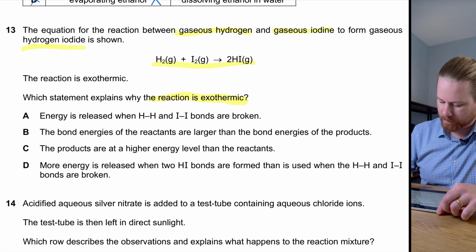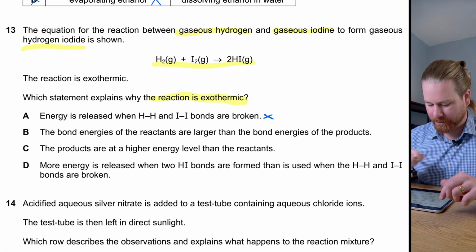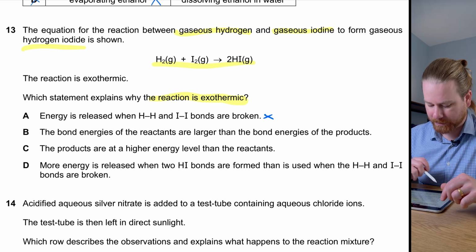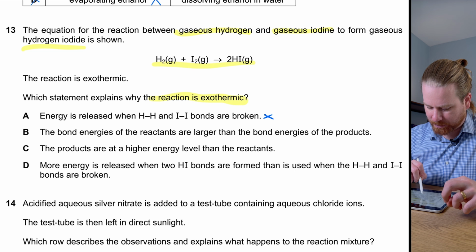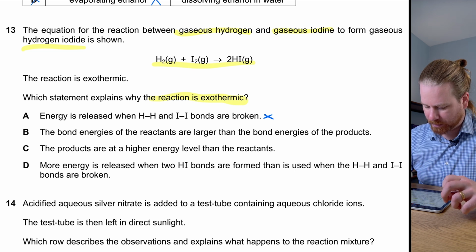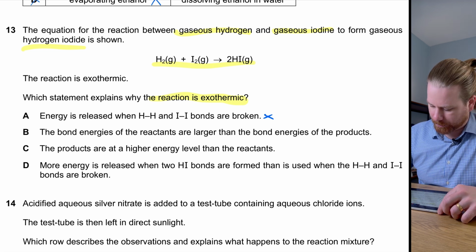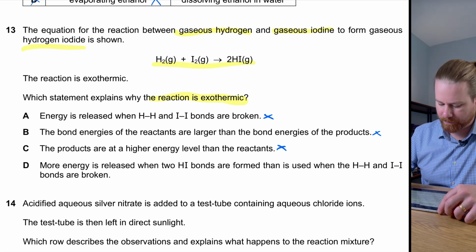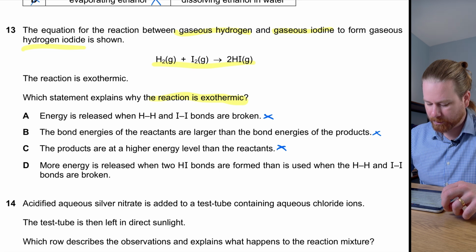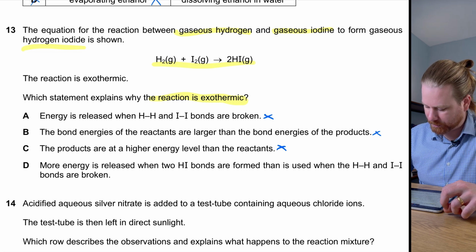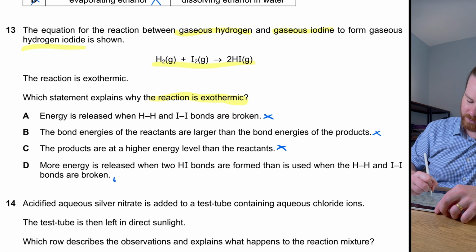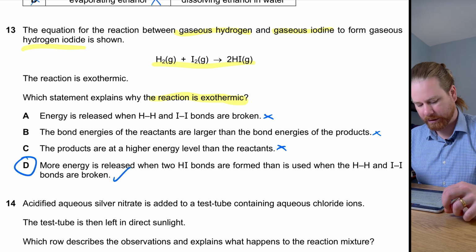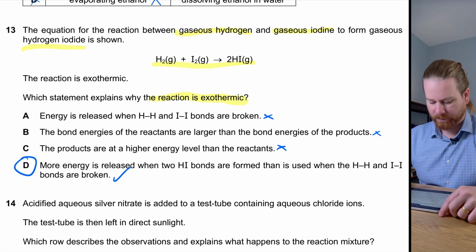Well, this is not true. Bond breaking is always endothermic. And even that wouldn't answer the question. The bond energies in the reactants are larger than the bond energies in the products. I don't think that's true. The products are at a higher energy than the reactants. That one can't be true. So more energy is released when 2 HI bonds are formed than it's used to break those bonds. Yes, it has to be D. That's the only one that is correct.